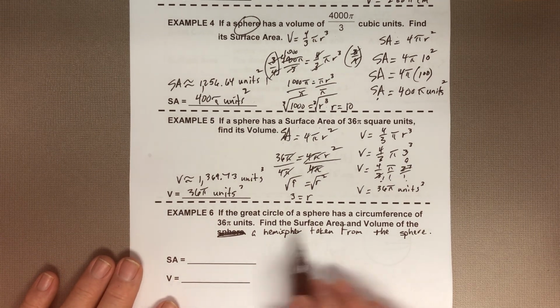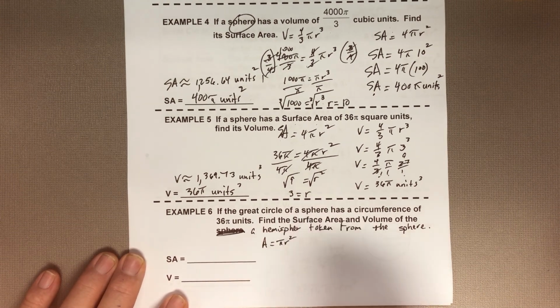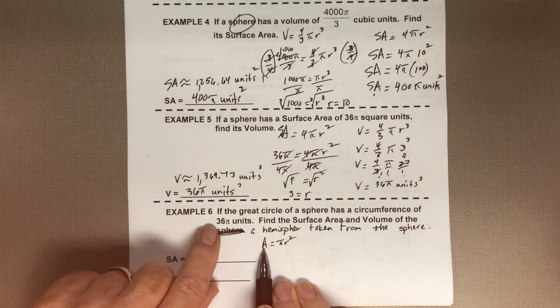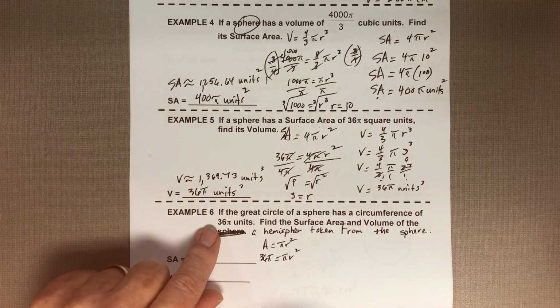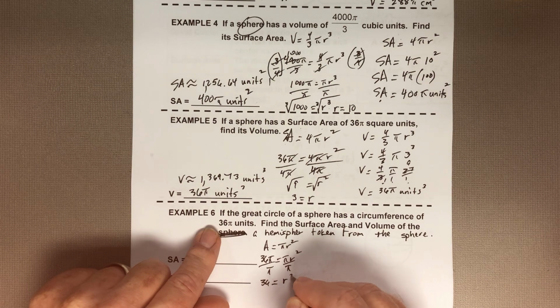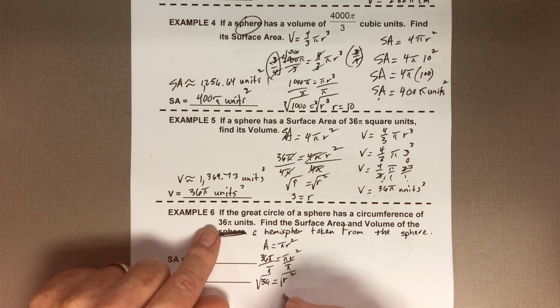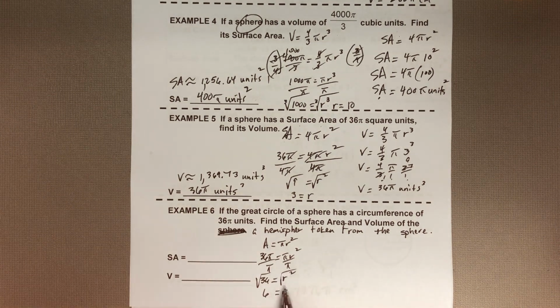First thing we need to do is know that the area of a great circle is given by pi r squared, okay? We know the area of the great circle is 36 pi. So 36 pi equals pi r squared, divide by pi. That gives us 36 equals r squared. Take the square root of each side. We get r, or plus or minus r, but since we're doing a distance, we ignore the minus. So the radius is 6, okay? All right, so there is your radius, 6.